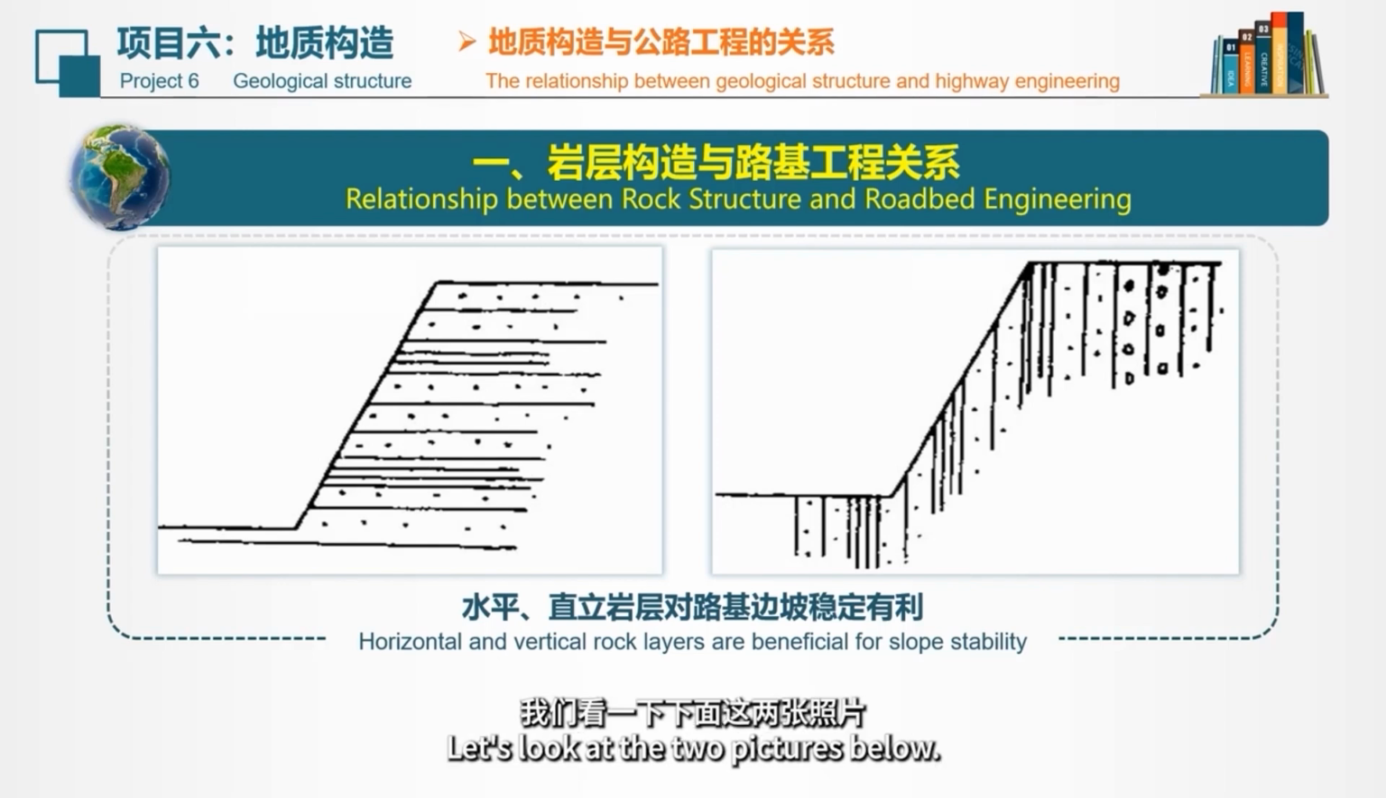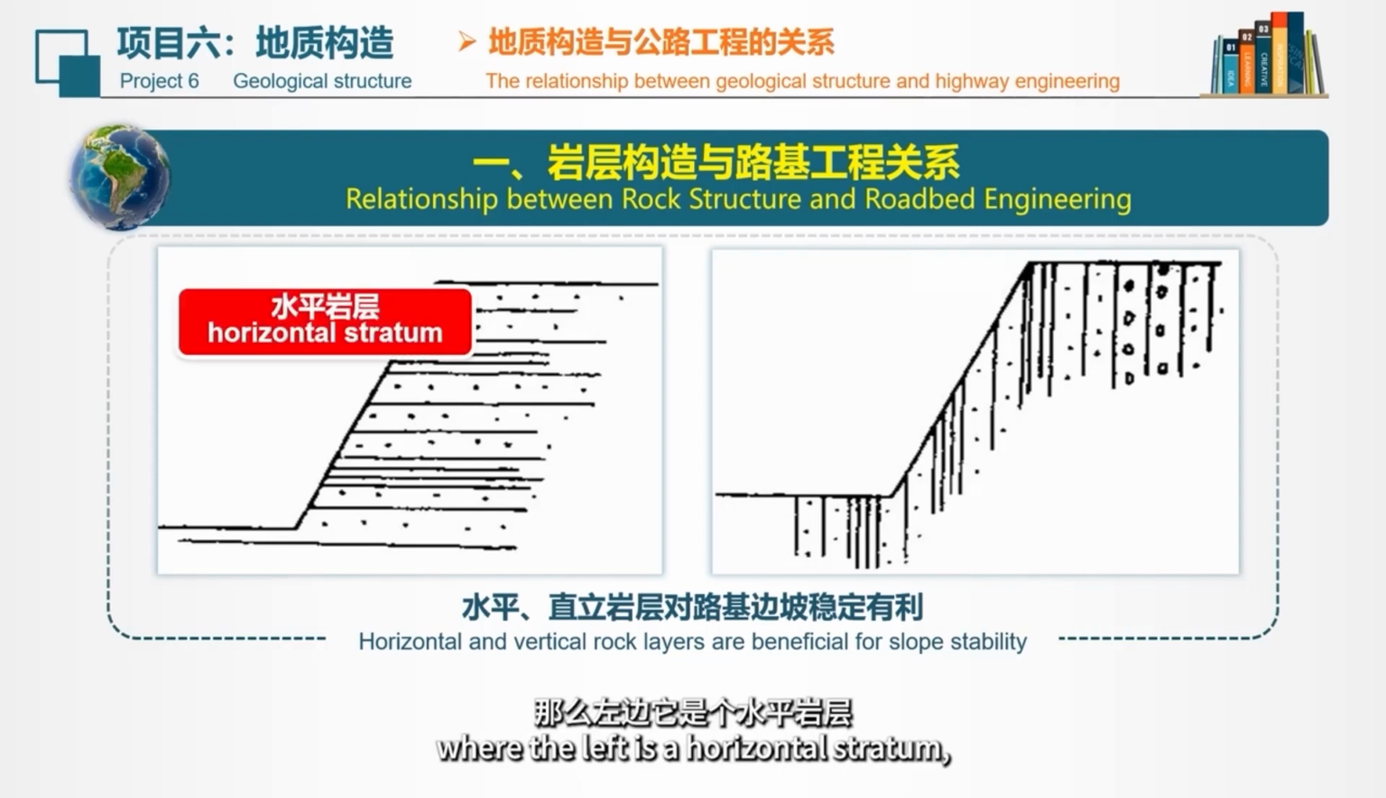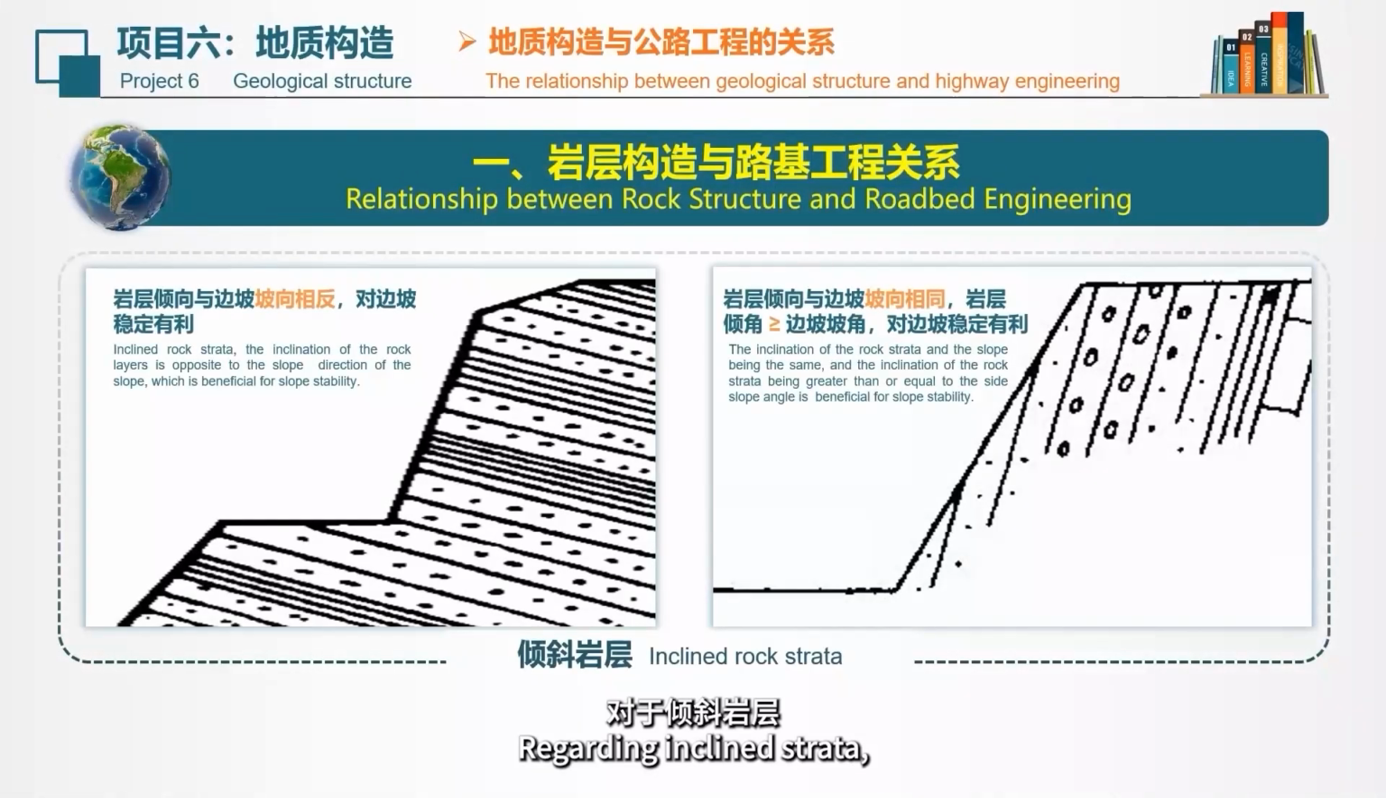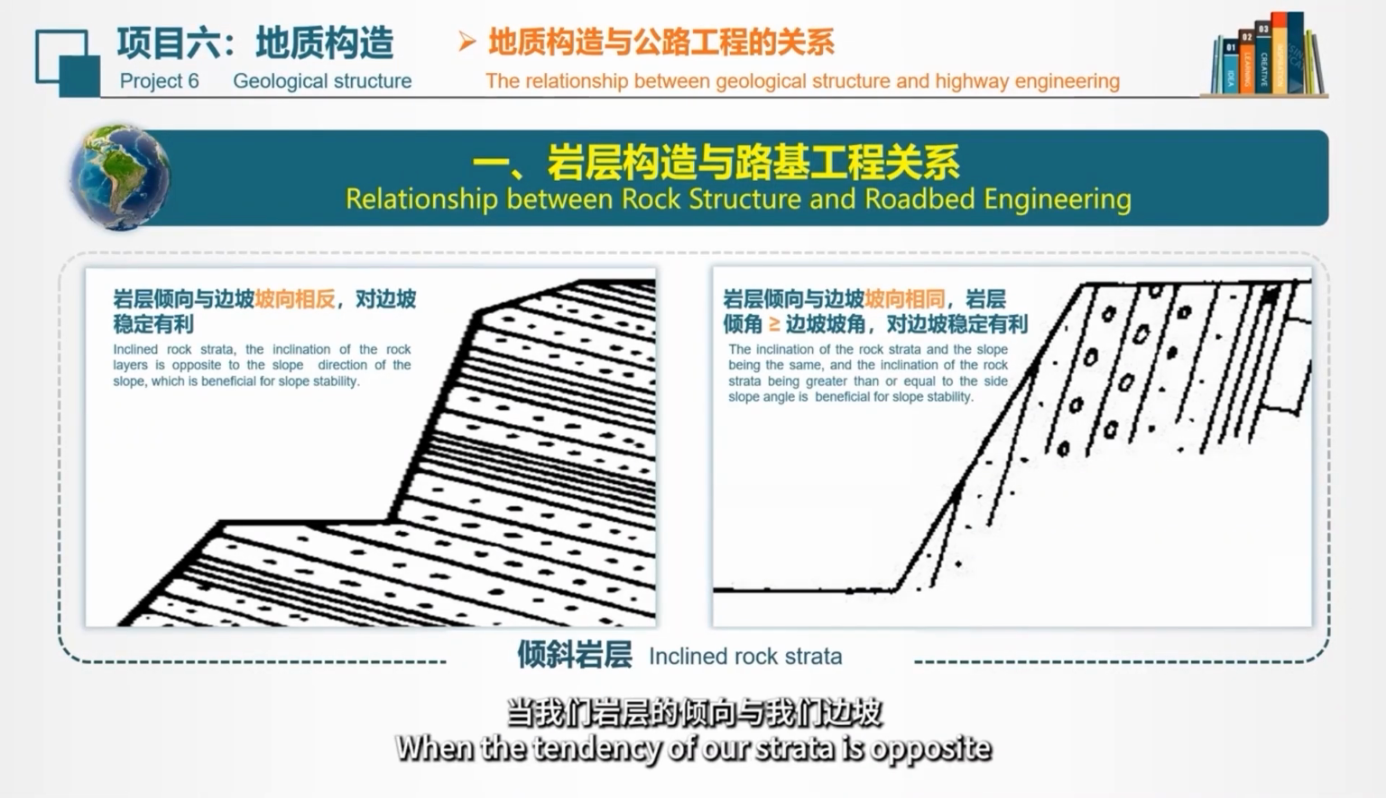Let's look at the two pictures below. This is the slope we excavated, where the left is a horizontal stratum and the right is a vertical stratum. In this case, our horizontal and vertical strata are more advantageous for this slope, meaning that such a slope is less likely to collapse. Regarding inclined strata, we have three scenarios.